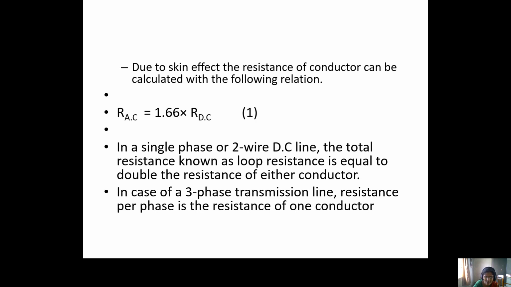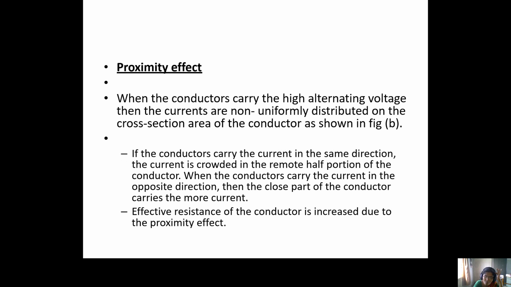In the case of a three-phase transmission line, the resistance per phase is the resistance of one conductor. So in three-phase, we have three phases, and the resistance of the conductor we take is equal to the per-phase resistance. Next one is what?